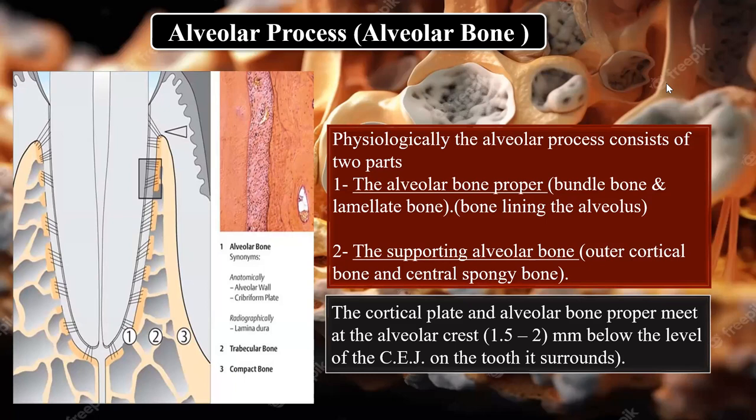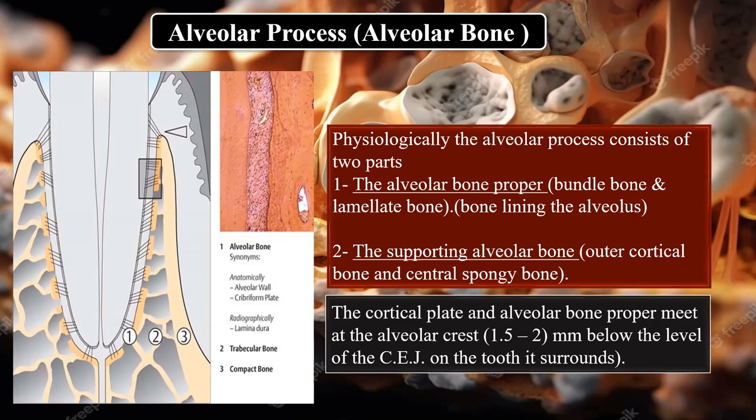The cortical plate and the alveolar bone proper meet at the alveolar crest. Clinically, while doing surgery, and even from radiographs, you can identify this part. The cortical plate and the alveolar bone proper meet at the alveolar crest, which is 1.5 to 2 mm below the level of the CEJ on the tooth it surrounds.